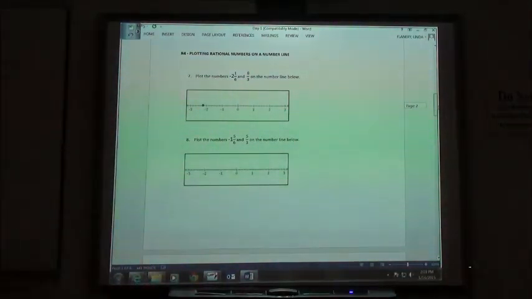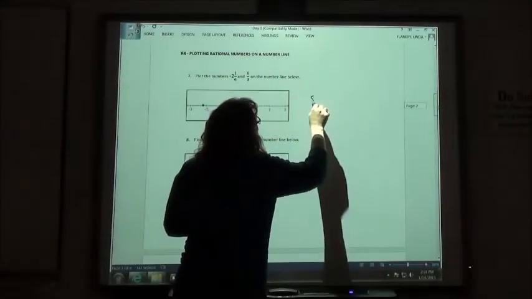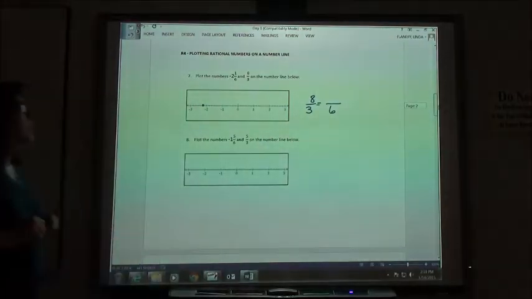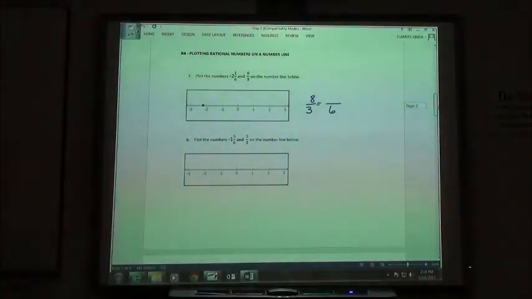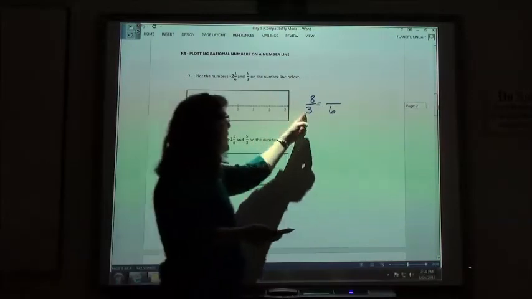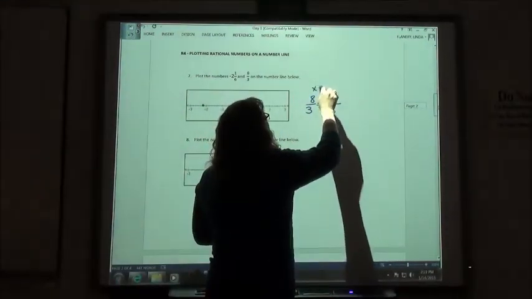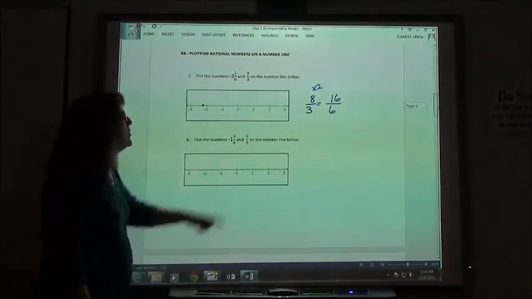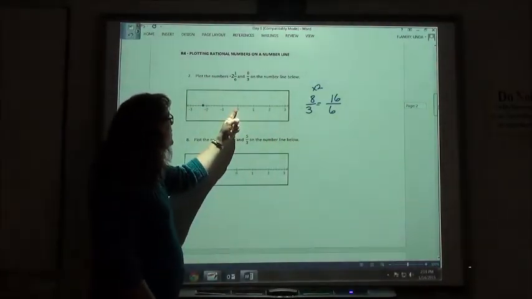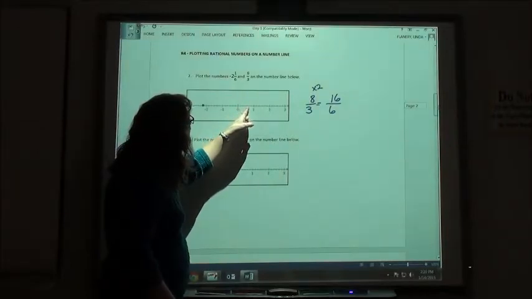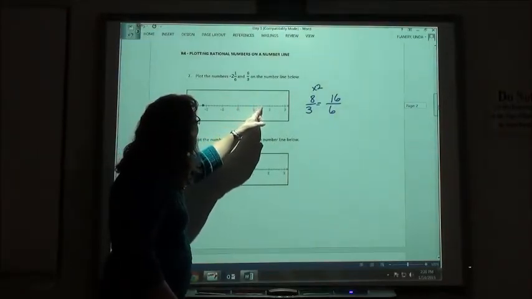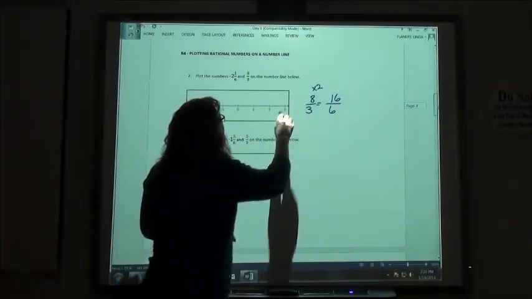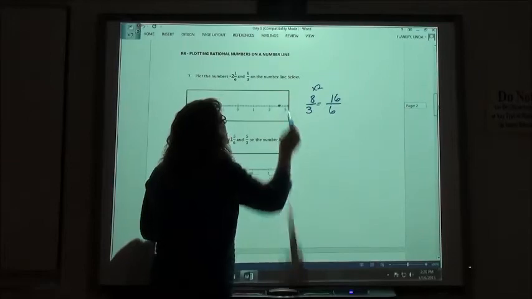Now when I have 8/3, I need my denominator to be in 6ths, because that's what those little marks are on my number line. So I need to make my equivalent fraction. 3 divides into 6 2 times. 8 times 2 is 16. Now if I wanted to, I could start here at 0 and count 16 places over. 1, 2, 3, 4, 5, 6, 7, 8, 9, 10, 11, 12, 13, 14, 15, 16. I'm 4 places past my 2.